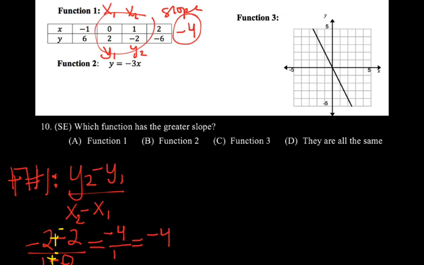Function number 2. When you're given an equation, that number multiplied by the x is the m, which is the slope. So in this case, we have negative 3.